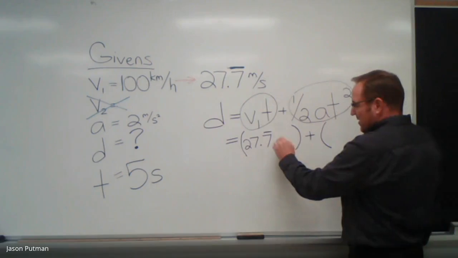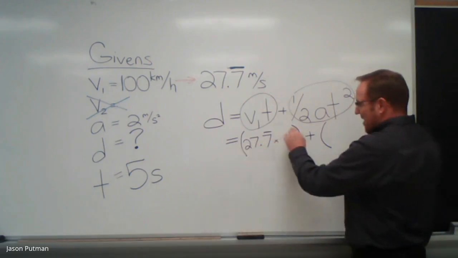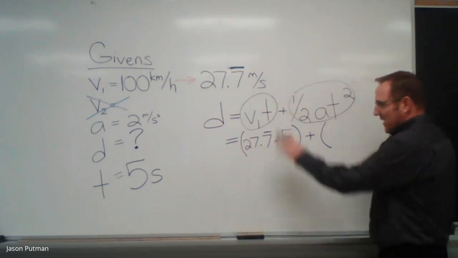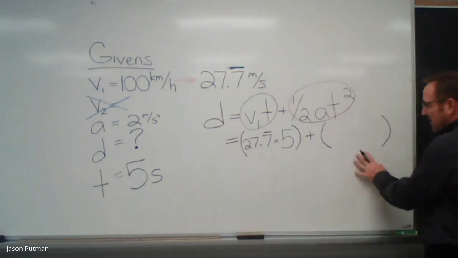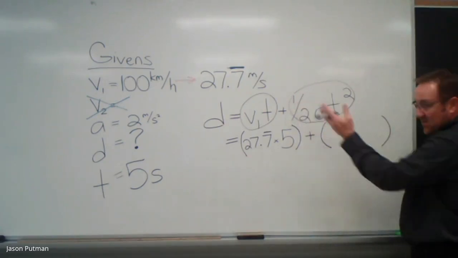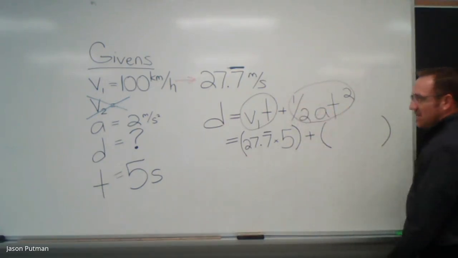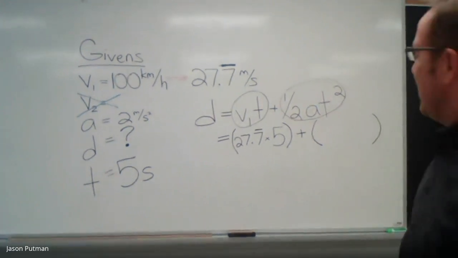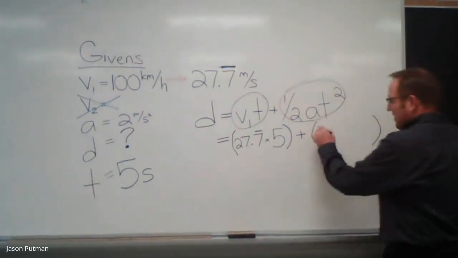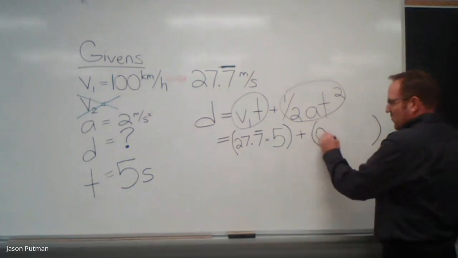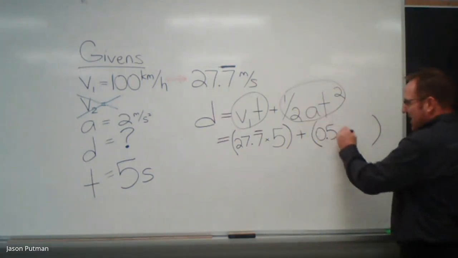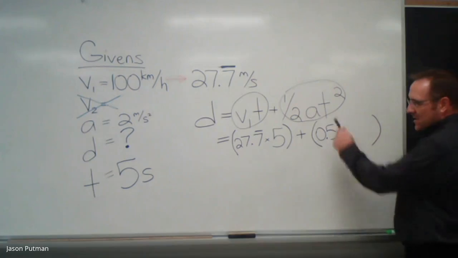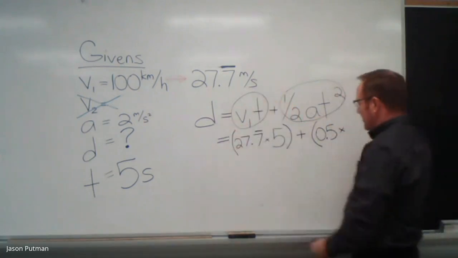27.7 meters per second, and then you would multiply by time. Time is 5. So that's that set of brackets. And then this one over here, 1/2 is 1/2. That's not a variable. That's actually a number that's in the formula. So I'm still going to leave it as 1/2, or you could write it as 0.5 if you like that better. Multiplied by a. So the a value is 2.